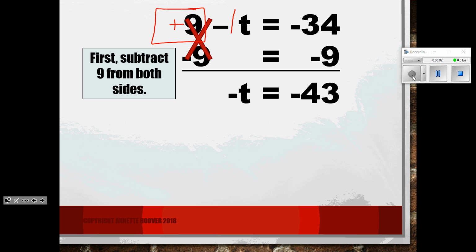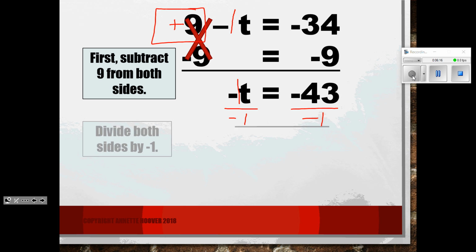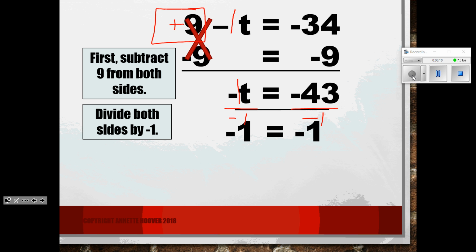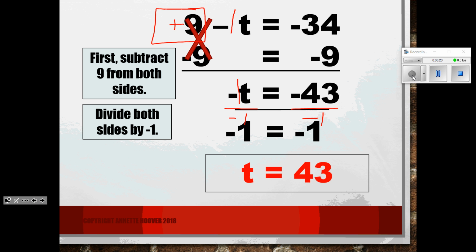We do not want the variable to be negative, and since there's an invisible 1, we can now divide both sides by negative 1, because negative 1 divided by negative 1 is a positive 1, and we want the variable to be positive, and that makes it a positive 43 instead of a negative 43.